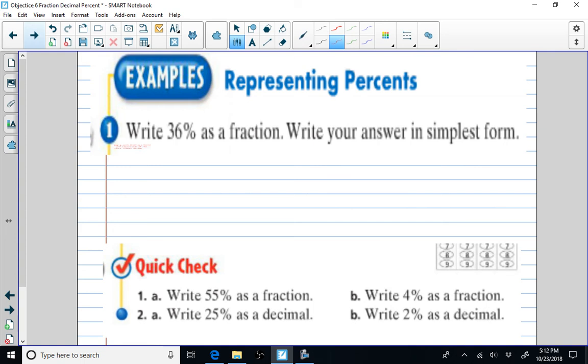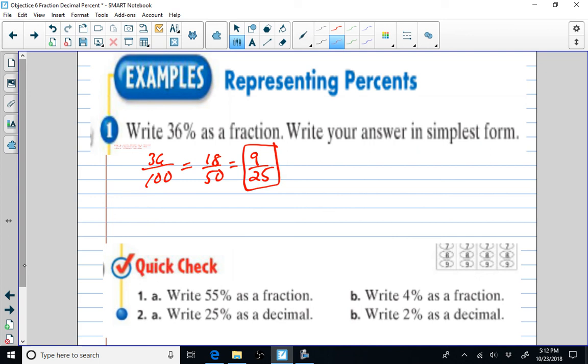Okay, I want to write 36% as a fraction. How do we do that? We write the percent over 100. So that's 36 over 100. I simplify 36 over 100. I can divide by 2 over 2. So that's going to be 18 out of 50. They're still both even, so I could divide by 2 over 2 again. It's going to give me 9/25ths. So we have 9/25ths as a fraction in simplest form for 36%.